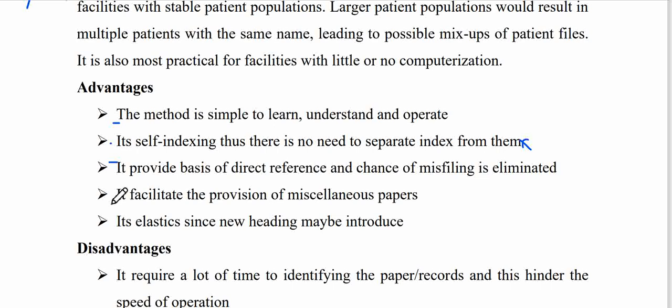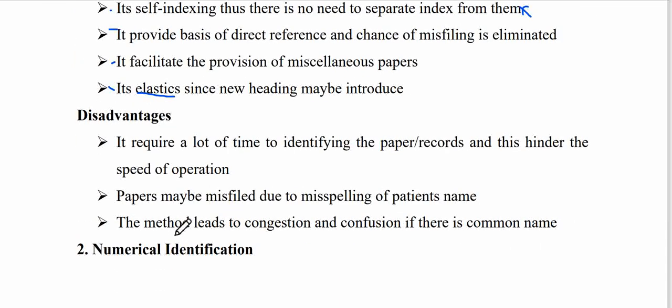And also it facilitates the provisions of miscellaneous papers. So when I talk about miscellaneous, I'm referring to additional spaces and also extra spaces within the filing areas. And also this method is elastic because you don't need to introduce any specification of the heading, by the way. That's what I mean by elastic. You can write anything on top of or behind the folder, and it becomes very easy to carry out your identifications.